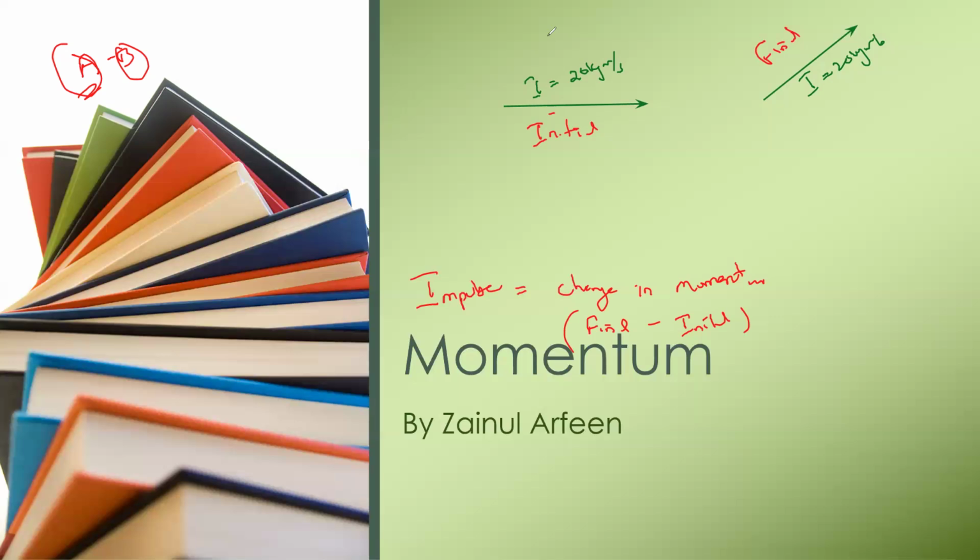Same thing here. We draw the initial vector. The final vector, because it's final minus initial. So we do the final vector first. Now we need negative initial. If initial was toward the right hand side, what will be the direction of the negative of initial? It will be opposite, so it will be towards the left hand side. That is the negative of initial.